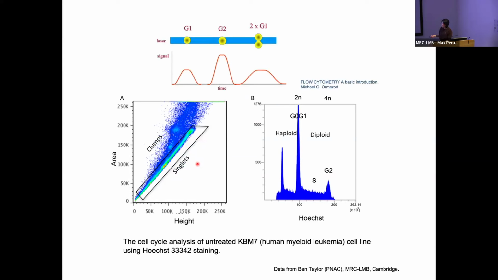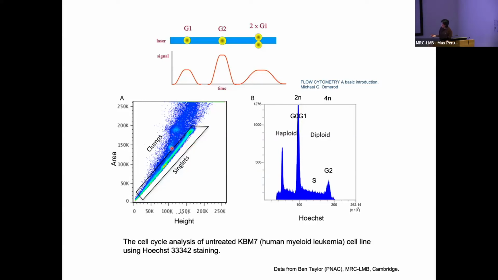We are detecting double the amount of DNA in the G2 stage compared to G1. So there's a very subtle difference between these two stages. As you can imagine, if two G1 cells enter the laser beam together, it can be detected as one G2 cell. So gating out the clumps and the doublets is essential in cell cycle experiments.